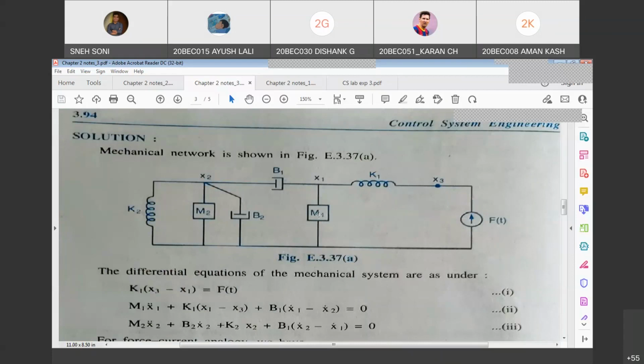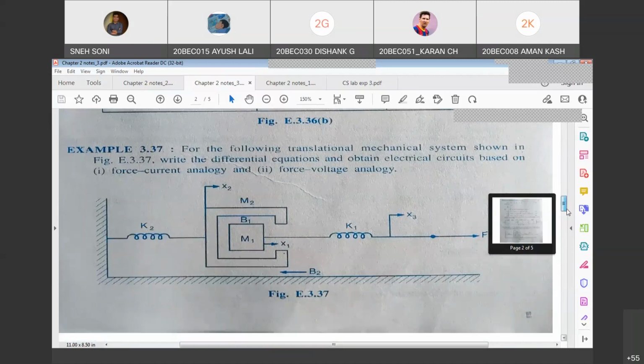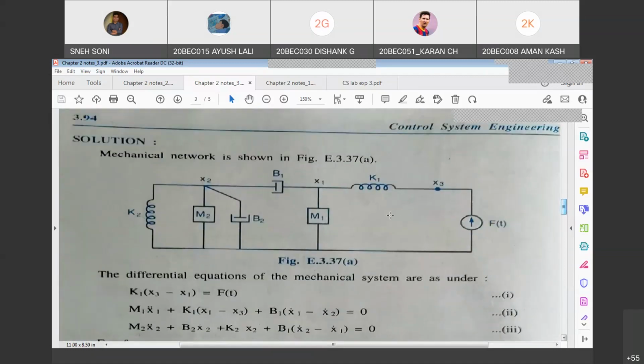So m1 placed vertically, m2 placed vertically. In between x1 and x2, you have damper b1. Between x2 and the ground, you have damper b2. And between ground and node x2, you have spring k2. If you cross check with the actual figure, all the connections are as per the given system. So this is the nodal diagram for the given mechanical system.